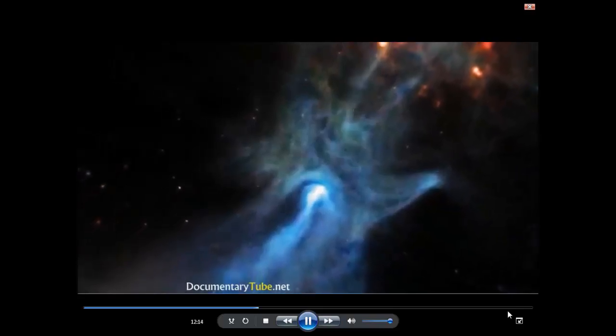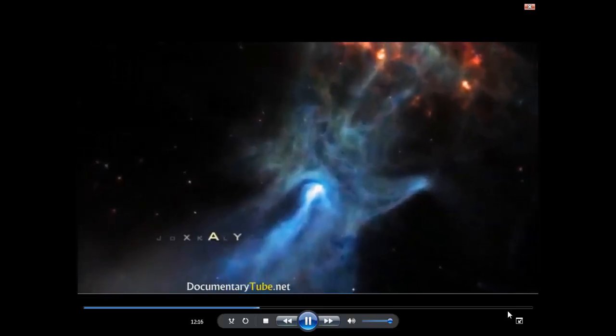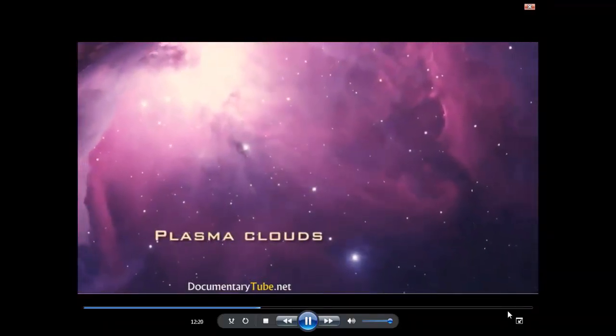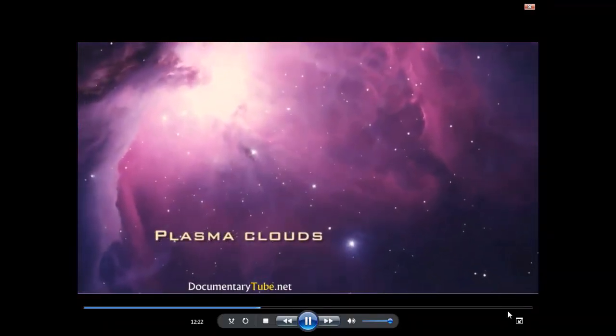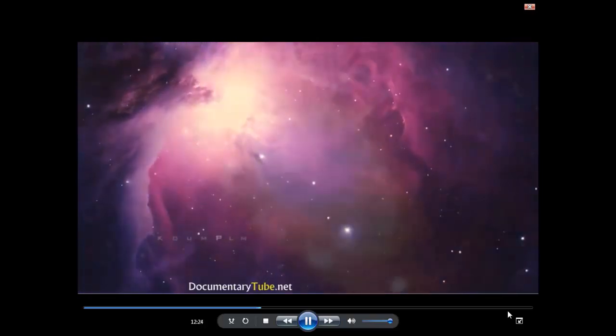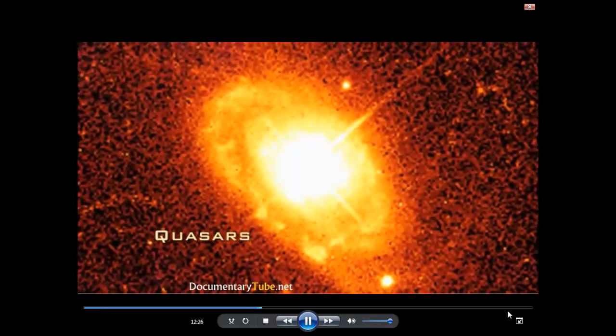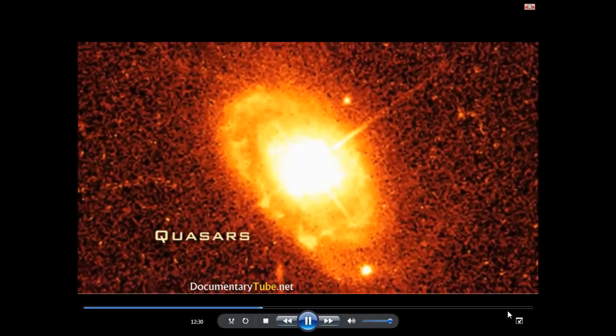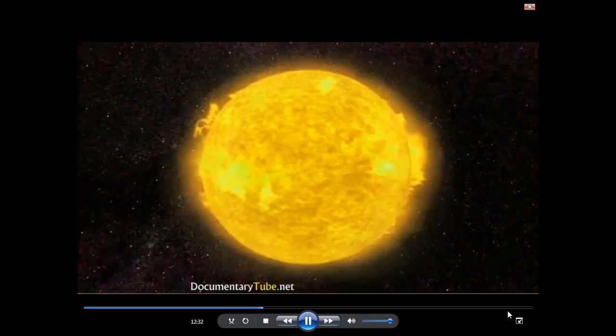Many of the greatest astronomical discoveries have been made using radio waves. Pulsars, the existence of giant clouds of superheated plasma, which are among the largest objects in the universe, and even quasars, such as this one over 10 billion light-years away, were all discovered using radio waves.